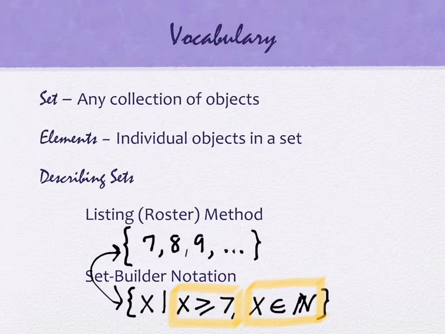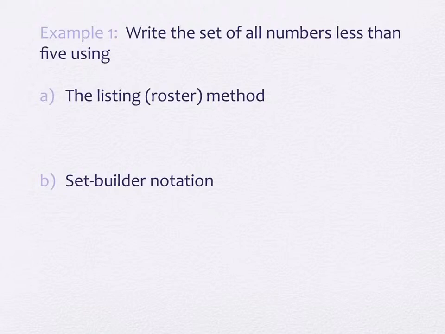All right, we're going to use some of this notation. Let's do an example here. Example number 1. Okay, so let's take a look. This one says that we're going to write the set of all numbers less than 5 using, number 1, the listing or roster method, and number 2, set builder notation.